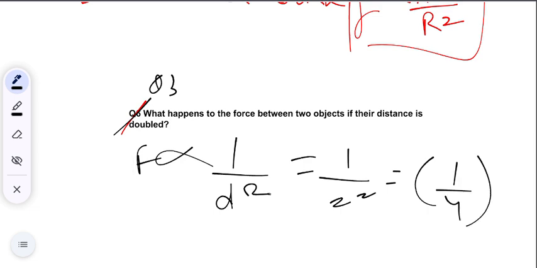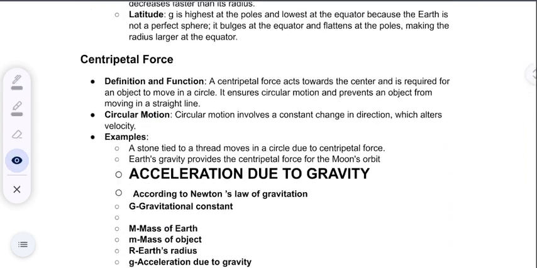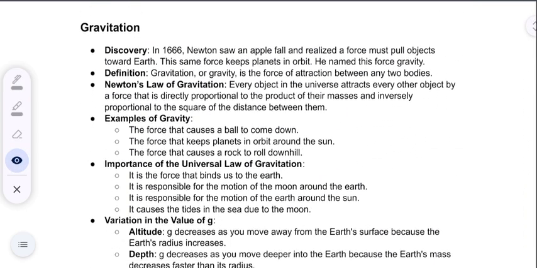So what happens to the force between two objects if the distance is doubled? F is proportional to 1 upon distance square, which is 1 upon 2 square, which is 1 upon 4. So this change will occur to the force when the distance between two objects is doubled. I hope this topic of gravity and gravitational force is clear to you.